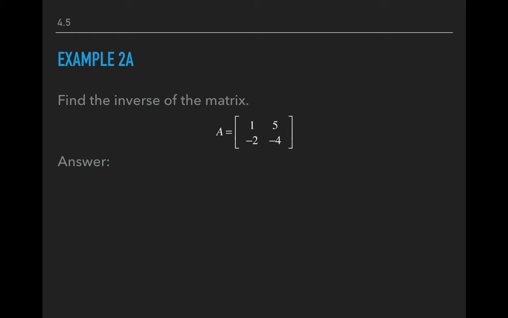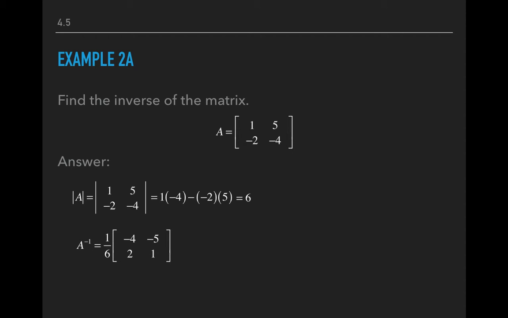Well, the first thing I'd want to do is find the determinant of A. That would be 1 times negative 4 minus negative 2 times 5, which will give us 6. Okay, since the determinant of A is a real number, we can continue on with this process. If it would have been 0, we would have just stopped.